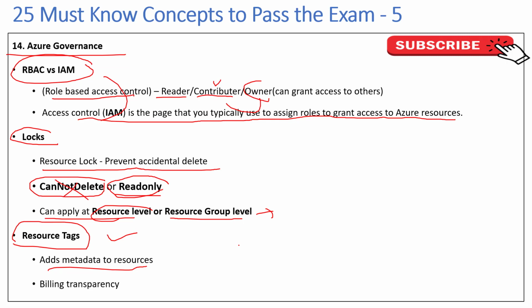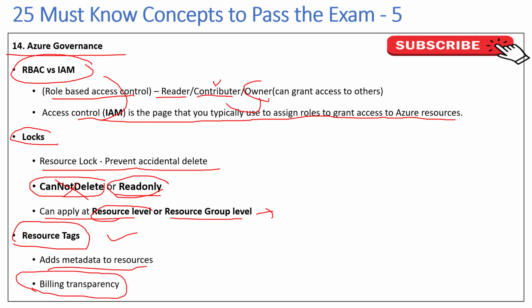Say you are a banking application. So you have credit card unit, you have mortgage, you have retail banking. So you can apply tags, and what that does is it gives you details. Okay, which application this resource belongs to, which business unit it belongs to, which team it belongs to. And most importantly, it helps in billing transparency.